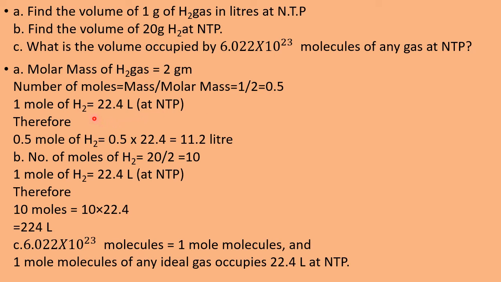Now, 1 mole of H2 is a gas, so 1 mole can take 22.4 liters. Therefore, 0.5 mole can take how many? So 0.5 into 22.4 gives you 11.2 liters volume. In the same way, it is for 20 gram. You try the same method. Now I will go directly to the third one. What is the volume occupied by 6.022 into 10 to the power 23 molecules of any gas? Same rule, Avogadro law for the gas. 6.022 into 10 to the power 23 molecules means 1 mole. 1 mole means it is 22.4 liters. Answer is here.